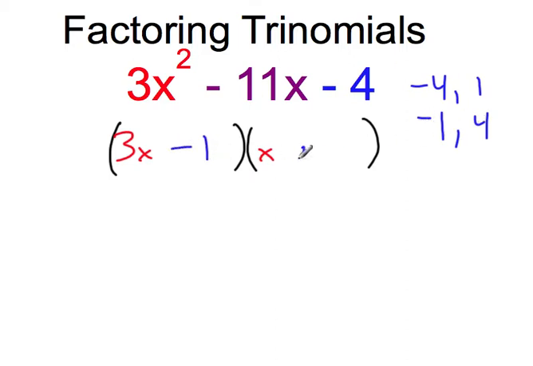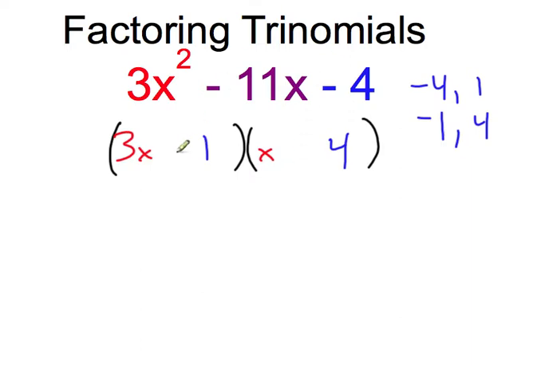Let's try negative 1 here. Let's try 4 here. These two would give me 12x in the center, and then this would give me negative 1x in the center. If we combine 12x and negative 1x, we'll get positive 11x. Well, we're looking for 11, but we need the 11 to be negative. So what that means is we've actually found the right numbers in the right position, but the signs were wrong.